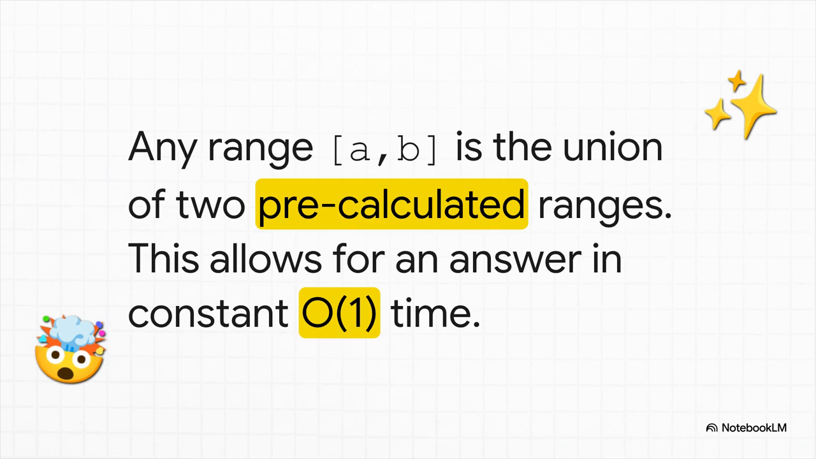Now this is where it gets really clever. It turns out that any range you can possibly think of can be perfectly covered by just 2 of our pre-calculated power of 2 ranges. Yeah, they might overlap in the middle, but for finding a minimum or a maximum, who cares? The result is exactly the same. So after that initial setup, we get our answer in constant O(1) time.